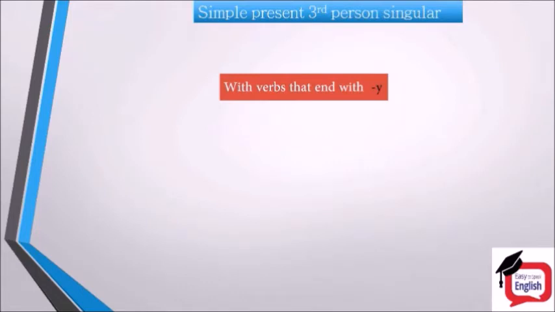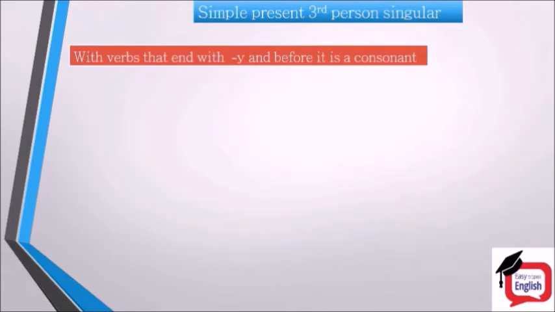When the verbs end with Y, sometimes we add just an S, like pay, pays. But sometimes we change Y to I, and we add IES to the verb, like cry, cries. With the verbs that end with Y and before it is a consonant, we change Y to I, and we add ES.